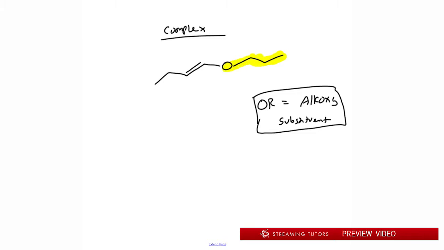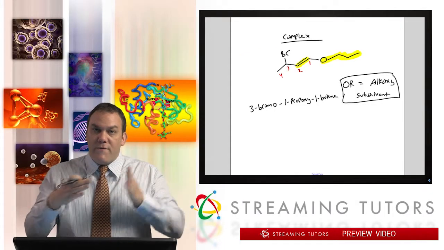So the way I would name this is I would say, okay, I have 1 for the oxygen. It's higher priority, so you want to try to get it the lowest possible number. Here's 1, 2, 3, and 4. So let's say I had a Br here just to add more complexity. So we would have a 3-bromo, B before P, propoxy. 1-propoxy, and then 1-butene. And now notice that this right here is an alkene and it has trans. The 2 groups off of it are on opposite sides.